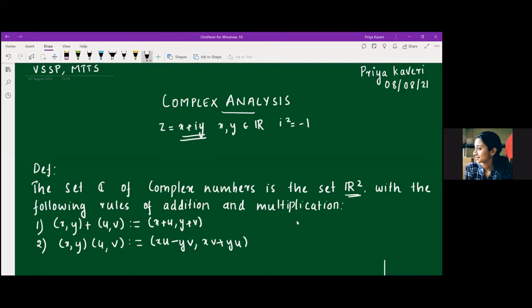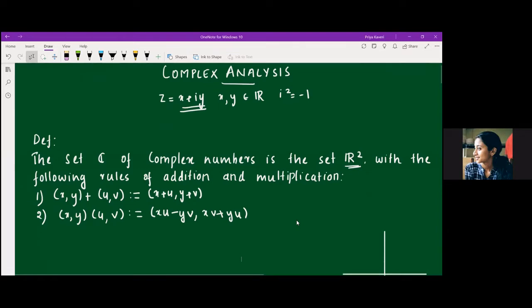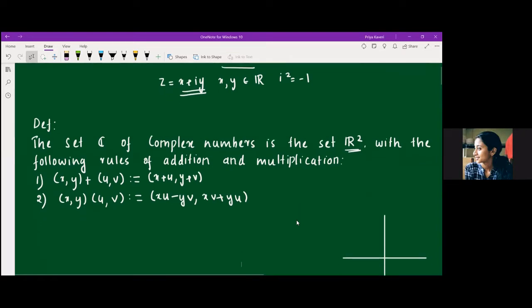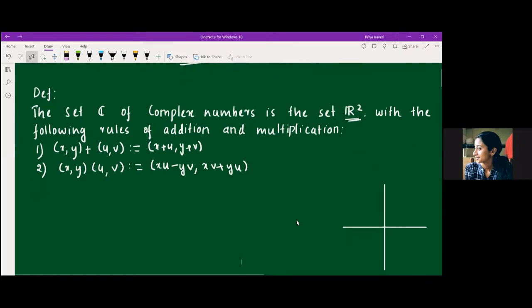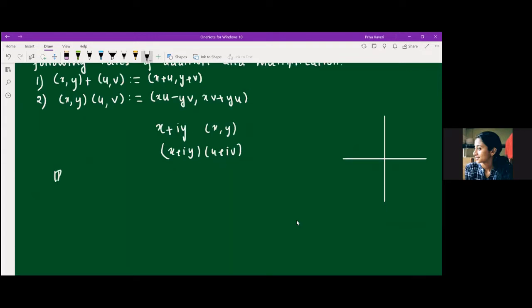And you can see that the multiplication is defined in such a way that if we identify the number x plus iy as (x, y) in R2, and if we multiply x plus iy with u plus iv, the corresponding product can be identified as a point in R2. Okay, so this is the motivation for defining multiplication in such a way. Now we identify the set of reals. How can we identify the set of real numbers? As you might have guessed, this can be identified with the set (x, 0), where x is in R.